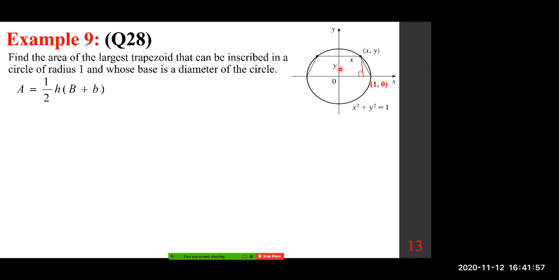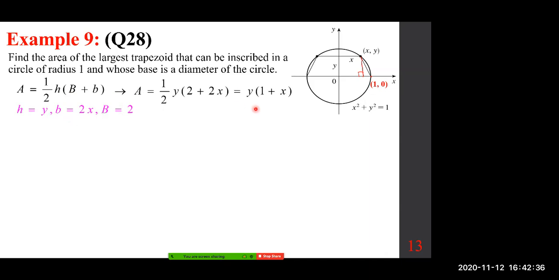And then the base, for this guy, the base is what? 2. I hope you see that because the radius is 1, this is 2. But for the top one, x times 2. So the height is the same as y. I hope everybody can see that. The base for the top, the smaller base, would be, this distance is x times 2. And for the larger one, this distance is 1 times 2 or 2. So now you replace them, okay?